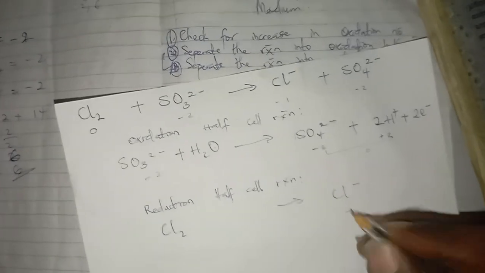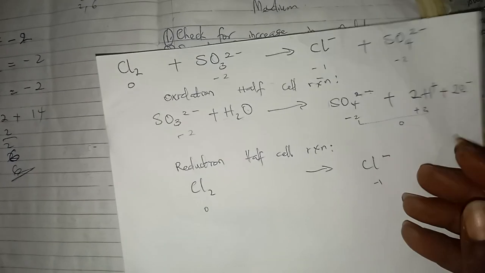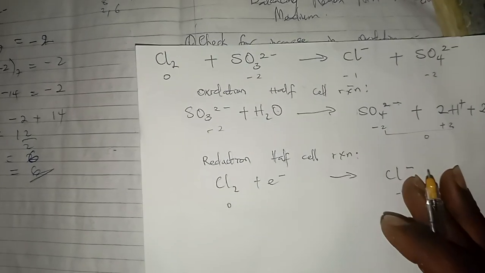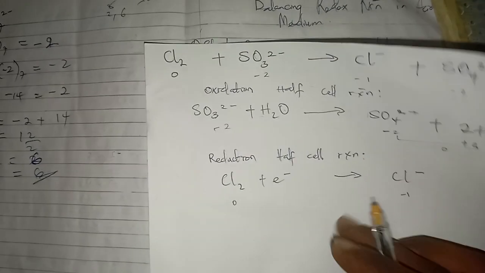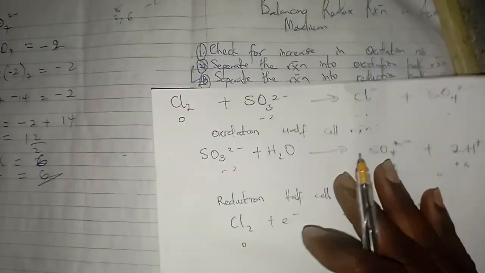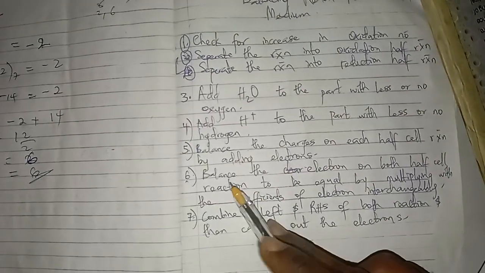So here, let's balance this one. Here I have -1, here I have 0. In order to balance the charges, I'll add plus e-. So if I do plus e-, I now have -1 here. So the next thing is to use rule number 6.